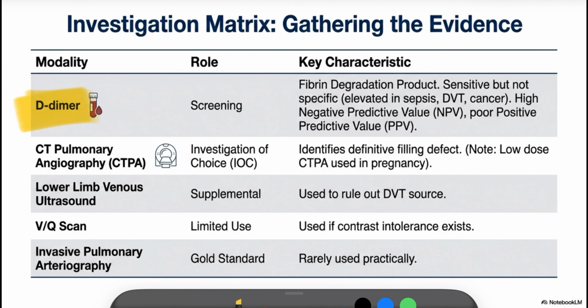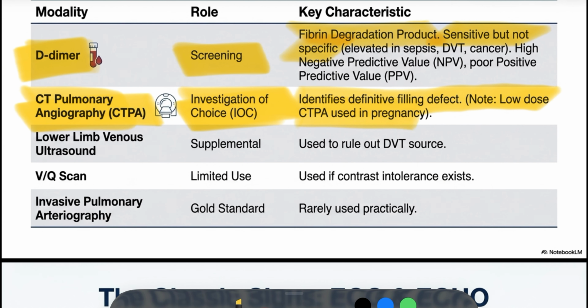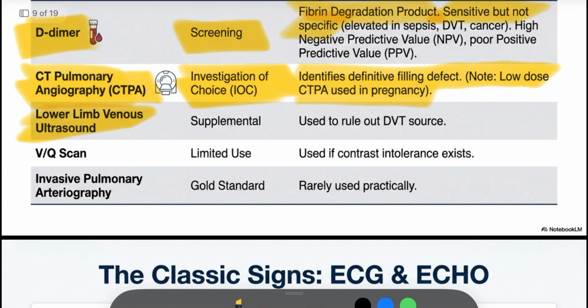If you give D-dimer as a screening test, what you are basically testing is fibrin degradation products. It is sensitive but not specific, as I said. Then CT pulmonary angiography is the investigation of choice and identifies filling defects. Low dose CTPA is used in pregnancy because of the risk of teratogenicity. Then we have lower limb venous ultrasound as a supplemental test to rule out DVT.